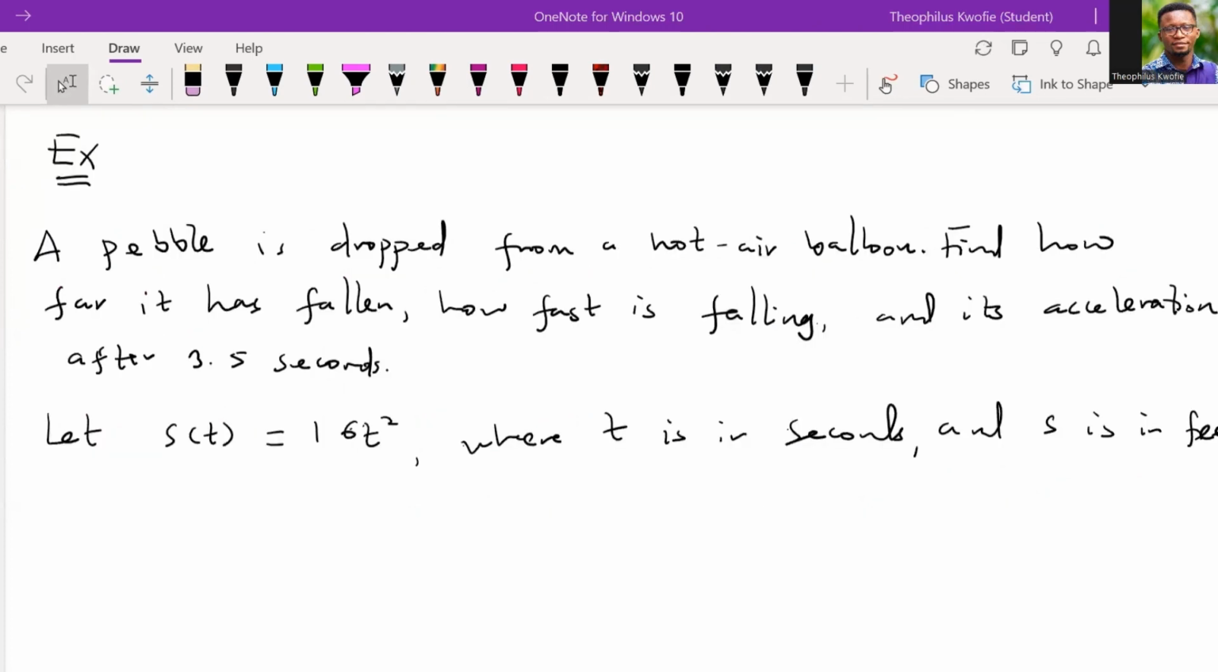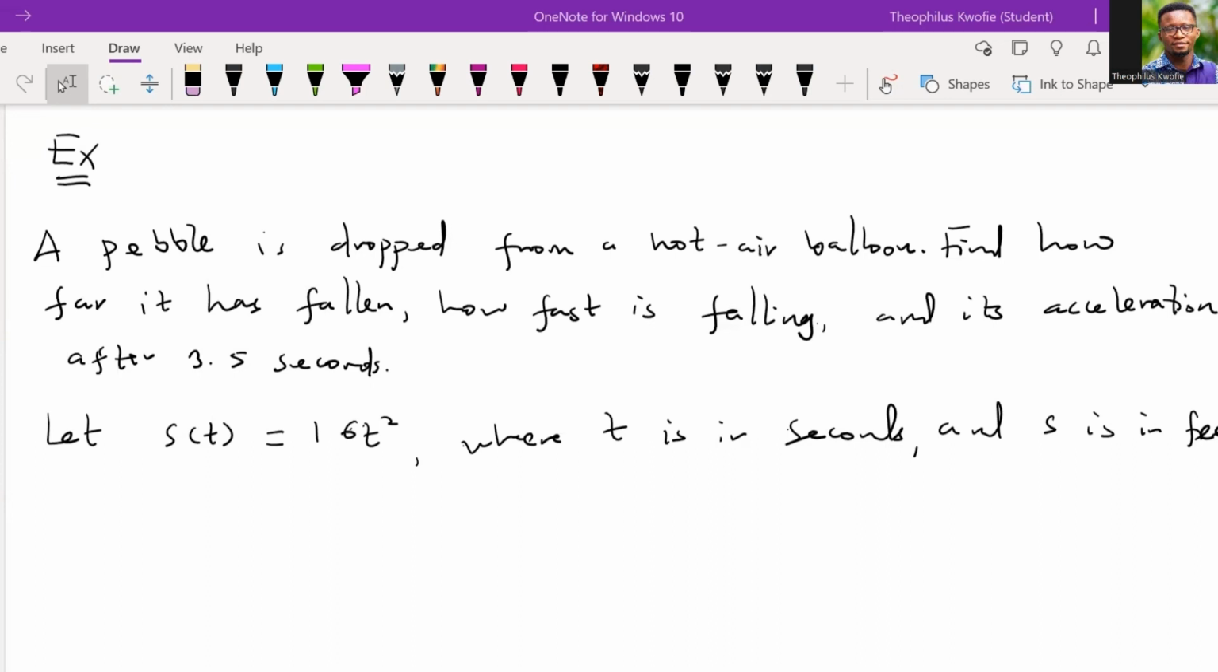All right, so let's go to the final problem of the day. The question is that a pebble is dropped from a hot air balloon. It asks how far has it fallen and how fast is it falling, and we also want to find its acceleration after 3.5 seconds. Note that the position function is given as 16t to the power 2, where t is in seconds and s is in feet.